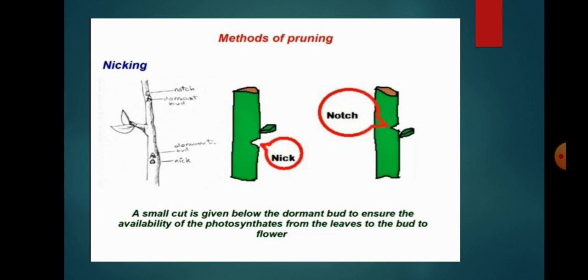Nicking is done from the leaves to the bud to flower. This must be remembered. In nicking, photosynthates are available. In notching, soil minerals are available. This must be remembered in our mind.